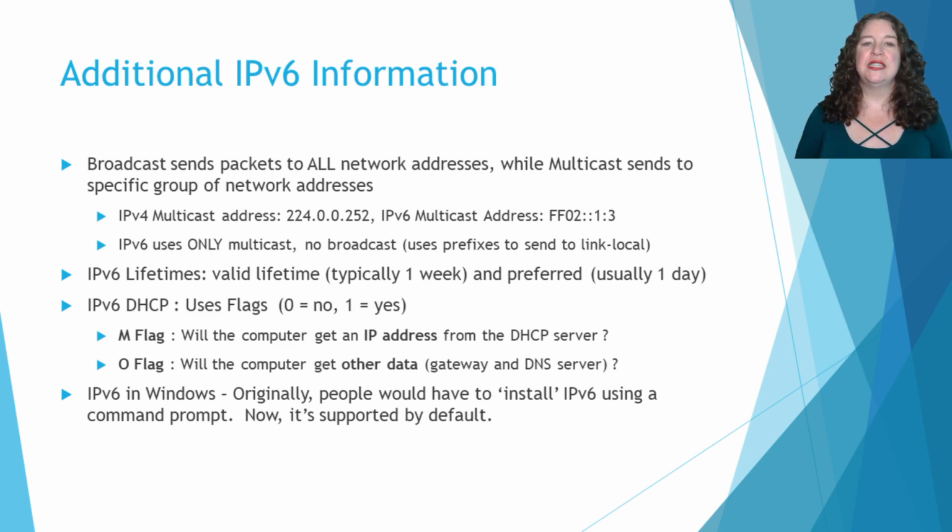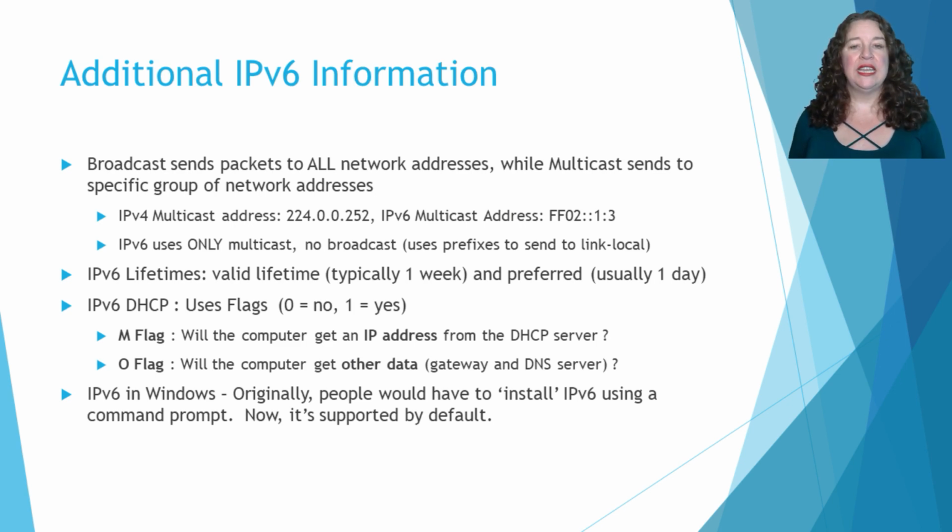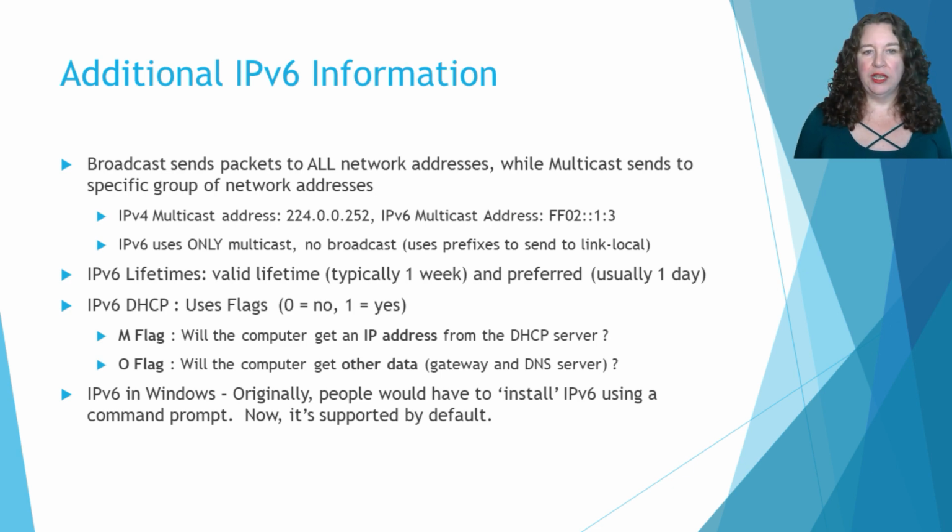DHCP with IPv6 uses specific flags. They have an M flag and an O flag. Each of these flags is going to determine different pieces of information from your DHCP server. These are Boolean flags, 0 or 1: 0 means no, 1 means yes. The M flag means that you will get an IP address. A 0 for the M flag would mean you don't need one. You're static. You don't need an IP address from the DHCP server.